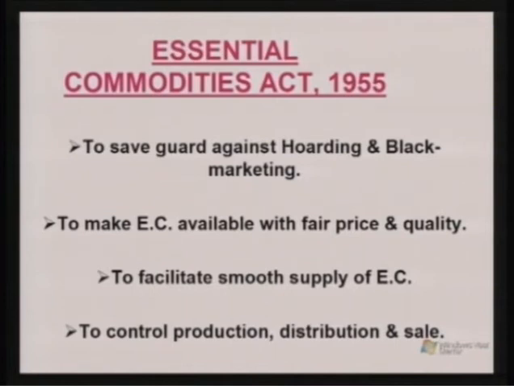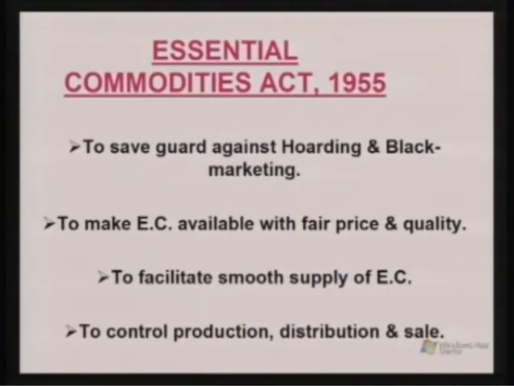But due to the unscrupulous and greedy nature of human beings, there could be artificial shortage of these commodities due to hoarding and black marketing by these people. To overcome this, the Government of India enacted an act in 1955 called the Essential Commodities Act for making these commodities easily available to the common people with a fair price and quality, and to facilitate smooth supply of essential commodities. In this act, the government has got power to control production, distribution, sale, trade, marketing and commerce of these essential commodities.